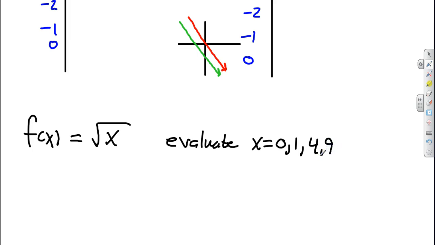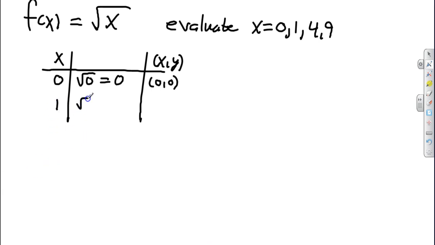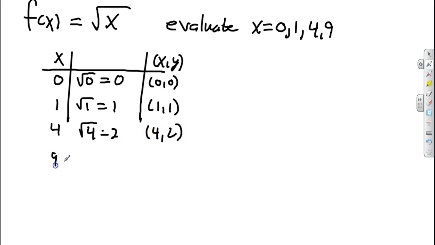They'll tell you to evaluate x, and they'll give you 0, 1, 4, and 9. You have to basically do the same thing on this one. Square root of x, start off by plugging the numbers in. Well, you have square root of 0. That's 0. Square root of 1 is 1. Square root of 4 is 2. And then square root of 9 is 3.